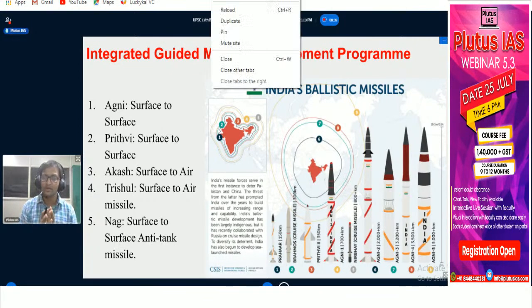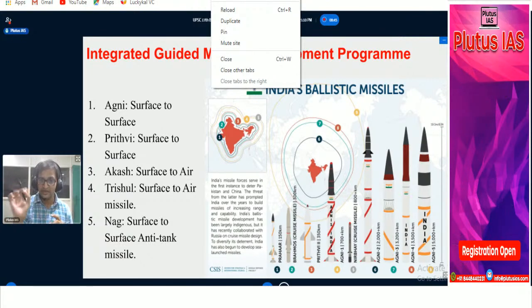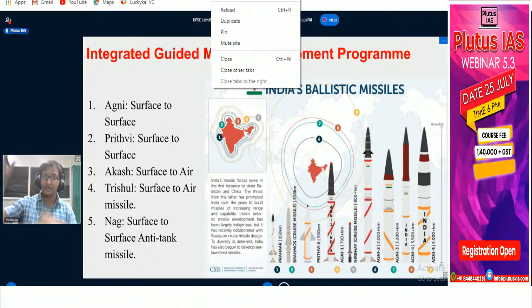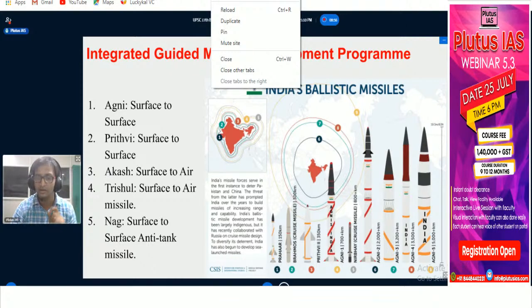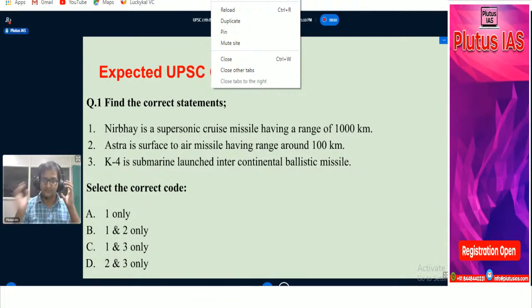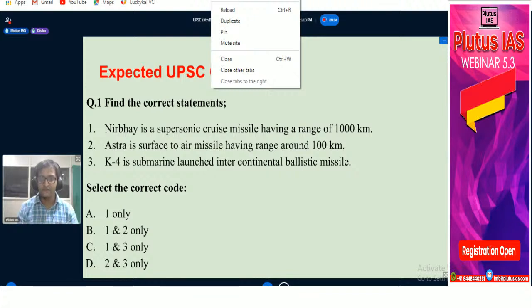Just have your portrait of Lord Shiva in your mind. So he has Nag, he has Trishul, he has Agni in his forehead, and then he can create, he can destroy Prithvi and Akash both. So you can remember it in the form of Lord Shiva's portrait. Then come to the expected UPSC question. Now you have to answer this question. That's why I have given the recap.